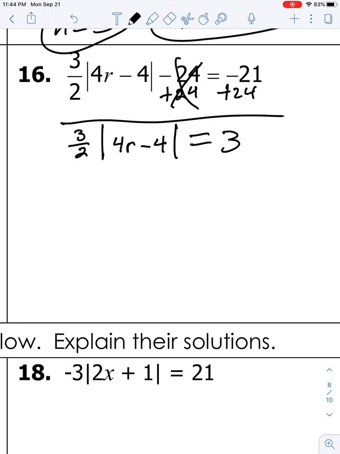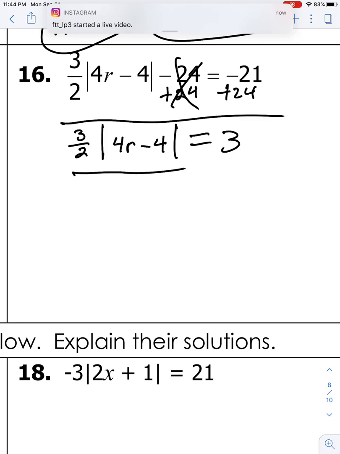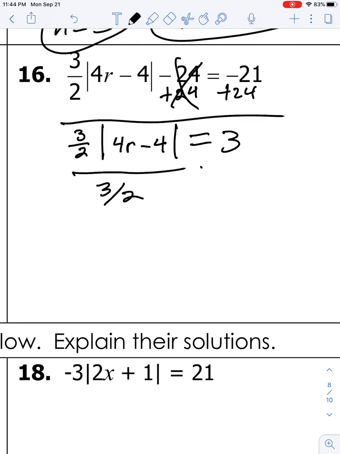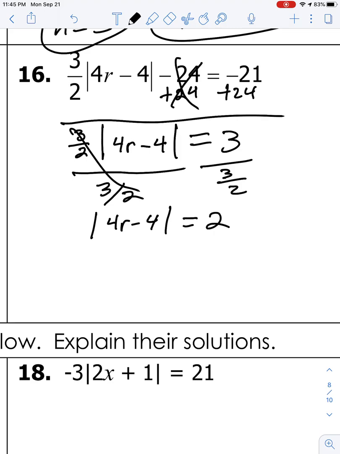All right, so now what we have to do is we have to get rid of the 3 over 2. And to get rid of the 3 over 2, what we need to do is we need to divide by 3 over 2. So that's now gone. And then in your calculator, if you punch in 3 divided by 3 over 2, you would get 2. So we have the absolute value of 4r minus 4 equals 2.